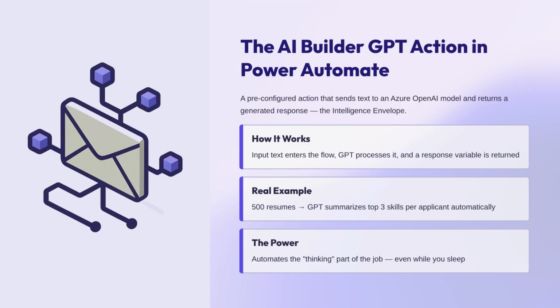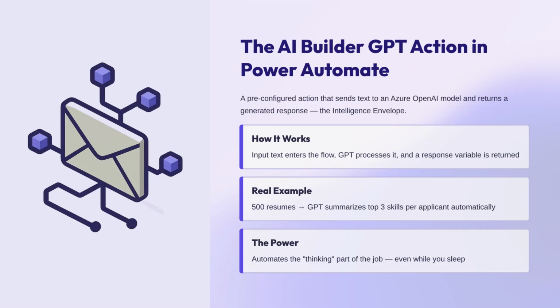The formal definition says this is a pre-configured action within Power Automate that allows you to send text inputs to an Azure OpenAI model and receive a generated response as an output variable to be used in your flow. In simple everyday English, it's the intelligence envelope. You put your customer's email into an envelope, send it to the AI brain, and it sends the envelope back with a perfectly written summary or reply inside.